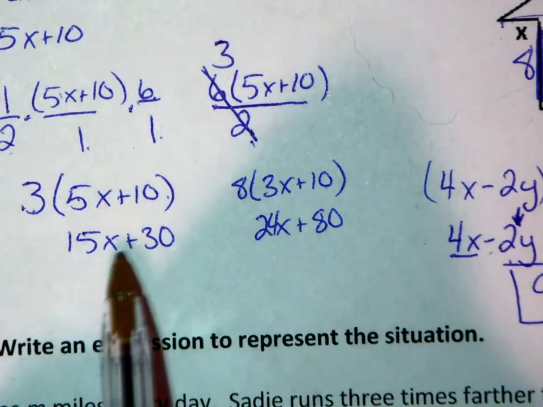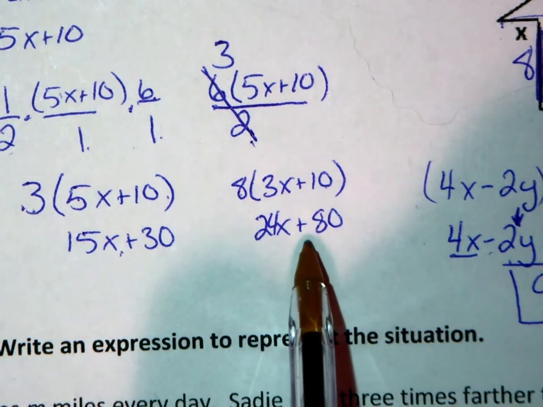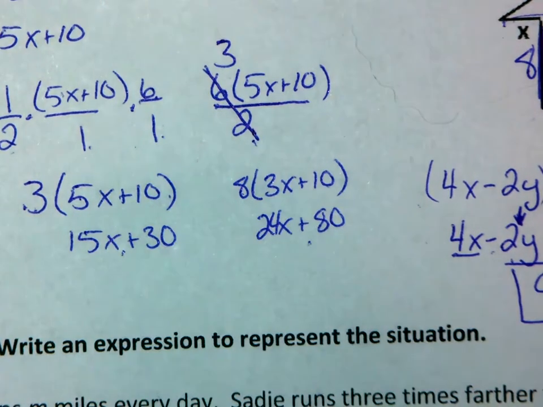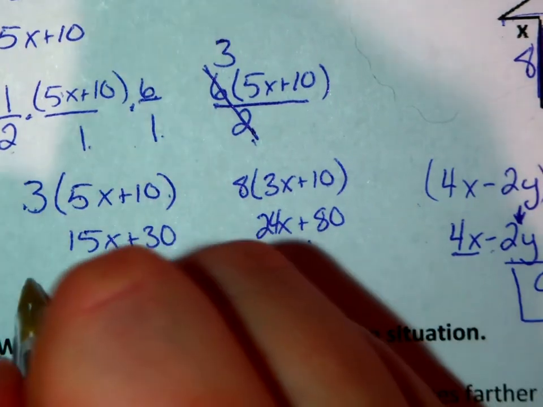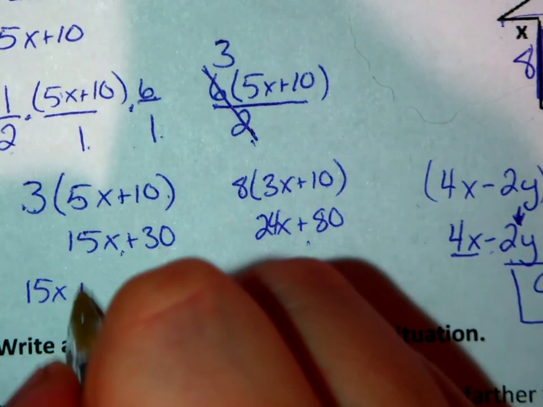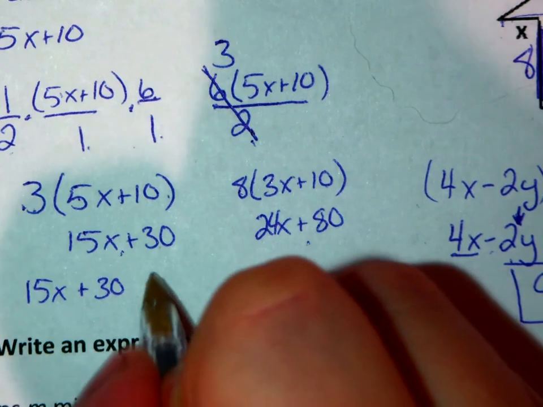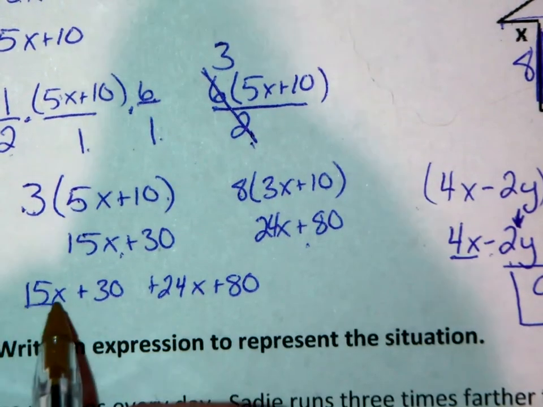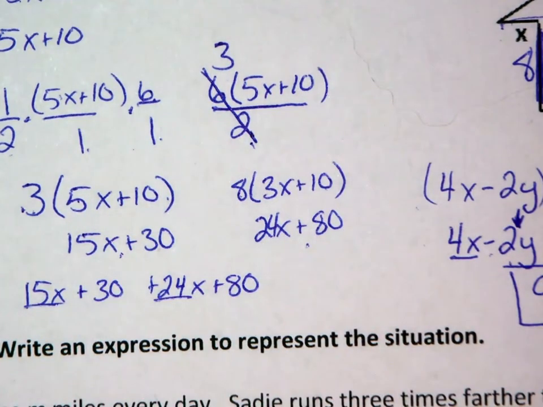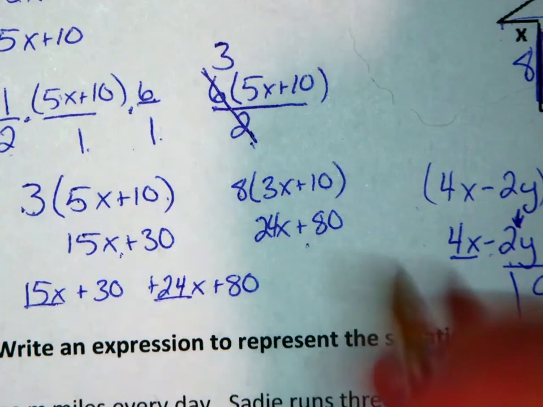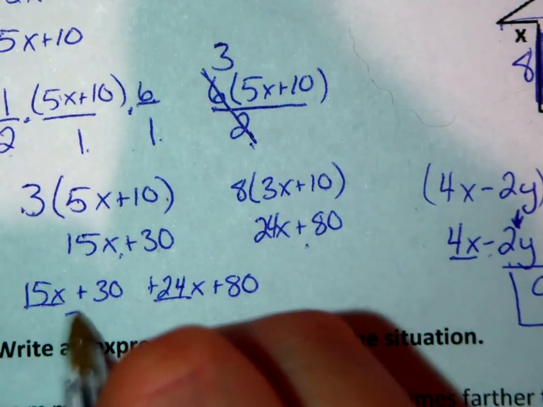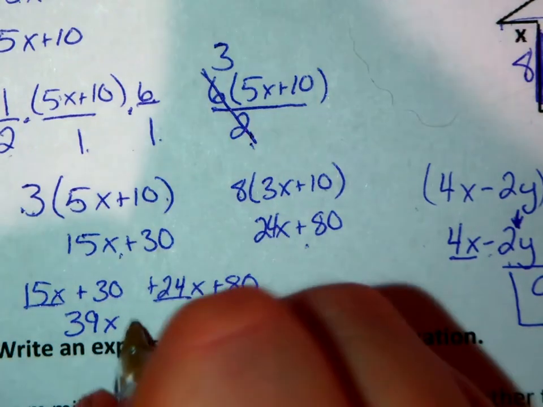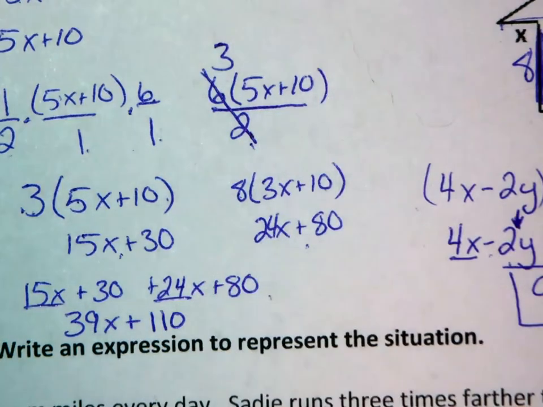So now I have the area of my triangle, the area of my rectangle, but I don't have yet an area of my entire figure, so I add the two together. 15x plus 30 plus 24x plus 80. I'm going to combine my like terms. 15x and 24x should give me something like 39x. 30 and 80 would give me 110.